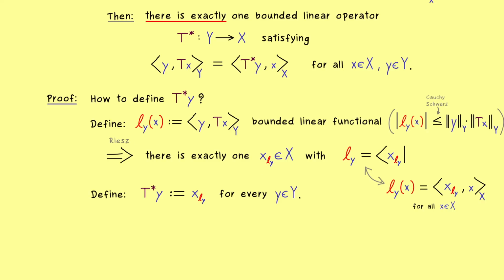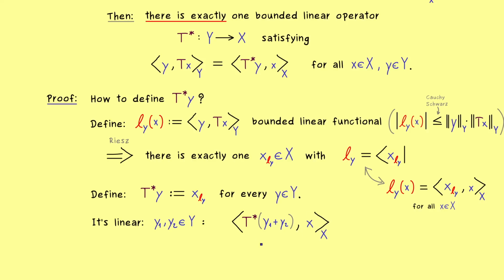Hence the map T star is already well defined, and in the next step we have to show that it is actually a linear one. There we have two properties to show, and let's start with the addition. So we take two vectors y1 and y2 from Y. And now, since T star is defined for every vector in the Hilbert space Y, it's also defined for y1 plus y2. And what we know by the Riesz representation theorem tells us that we can use that in the inner product.